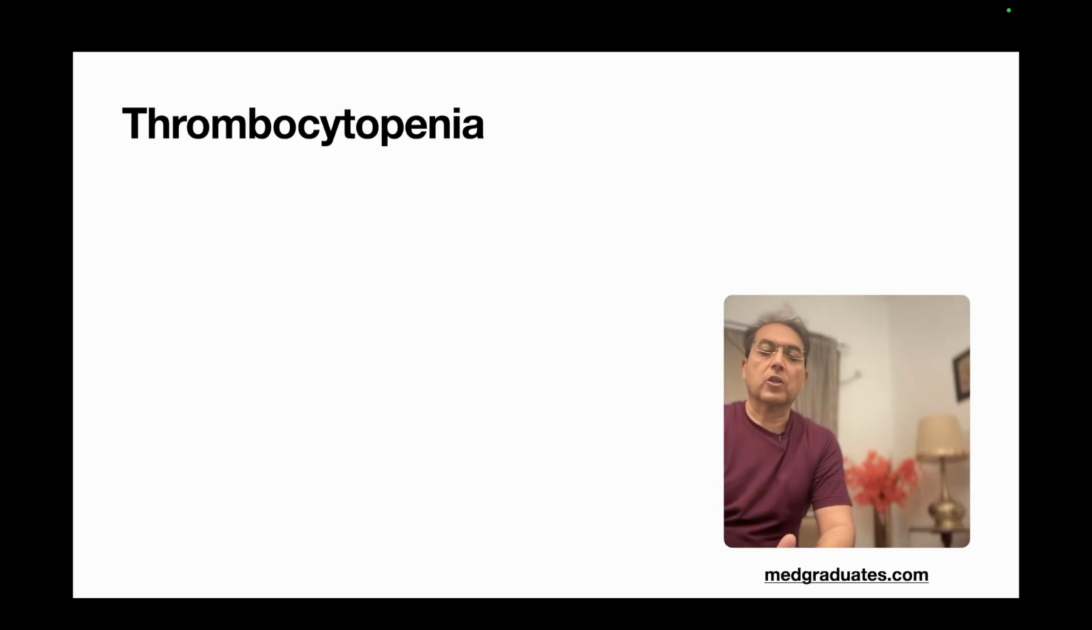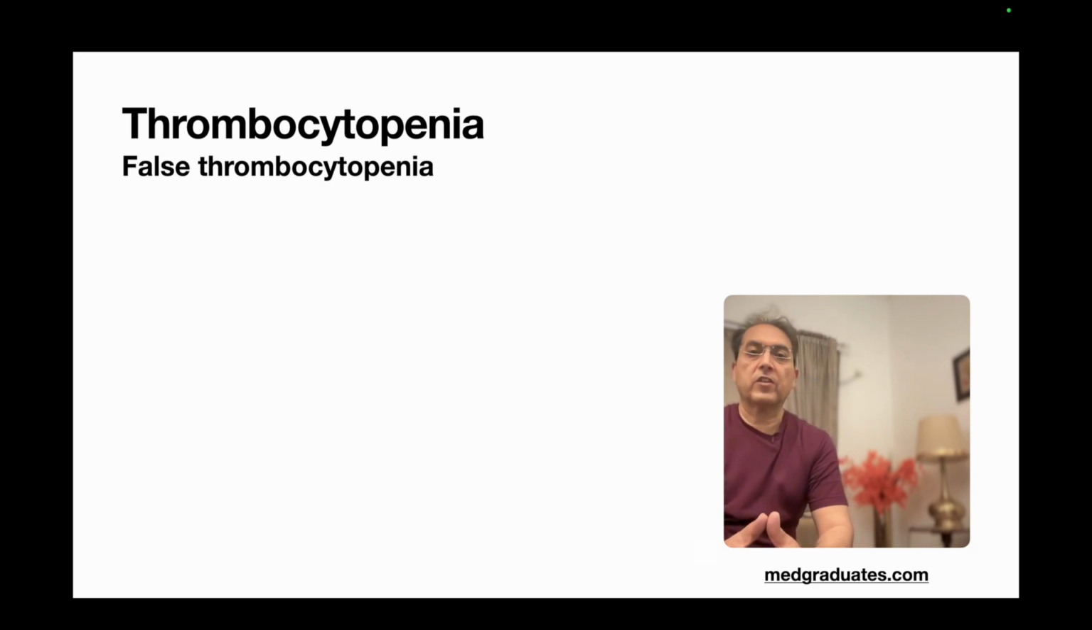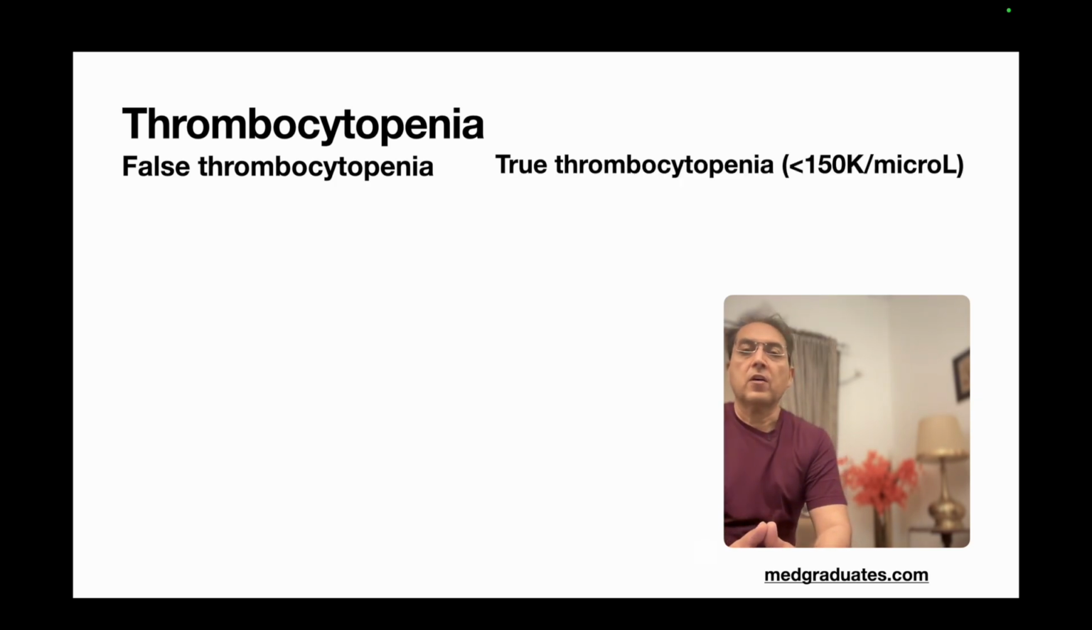So if there is thrombocytopenia, first see if this is a false thrombocytopenia, because sometimes during staining there may be platelet plugs or clots which are formed, which spuriously reduce the platelet count. So you have to see if it's true thrombocytopenia or false thrombocytopenia. True thrombocytopenia means that the platelet count is less than 150,000 per microliter.